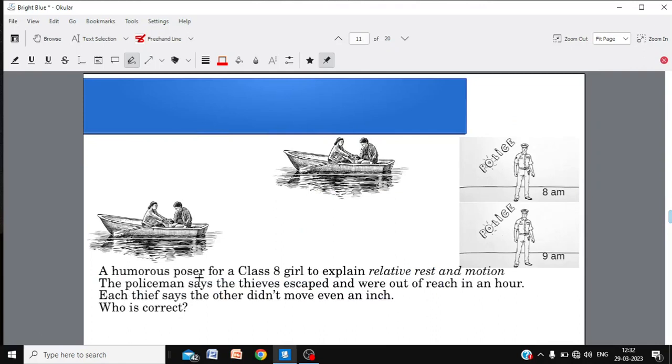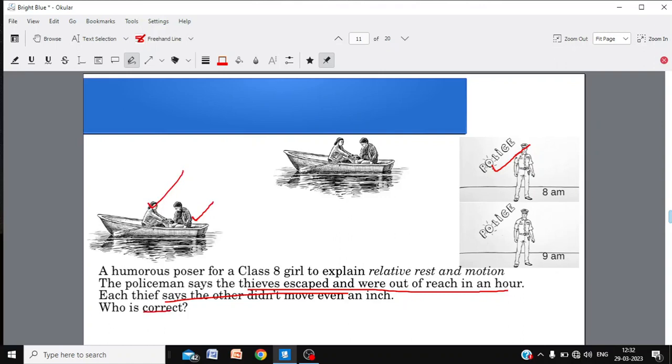A humorous poser for a class 8 girl to explain relative rest and motion. Now here is a policeman. The policeman says that the thieves escaped and went out of reach in an hour. And the thieves are saying, no, this thief did not move. He's saying he never moved, he was sitting next to me. He's also saying, no, I did not move, I was sitting next to him. Now who is lying? Both are telling the truth.